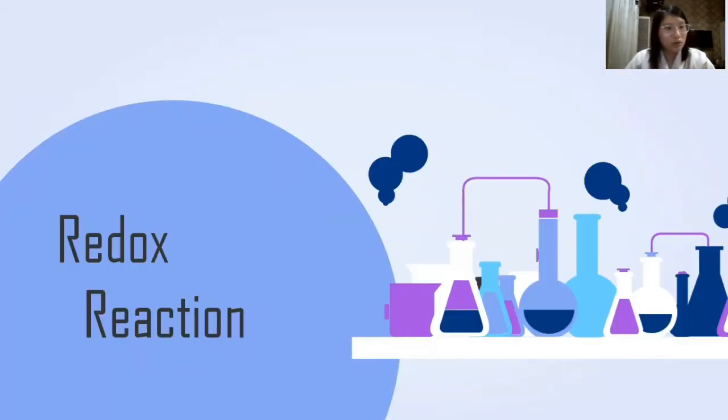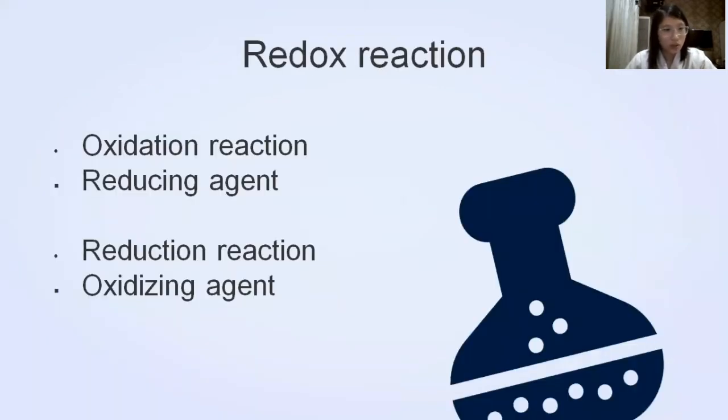So now we are ready to learn about redox reaction. Redox reaction is a reaction in which electrons of an atom in a substance are transferred to an atom of another substance or the same substance. Redox reaction consists of two kinds of reactions, which are oxidation reaction and reduction reaction.